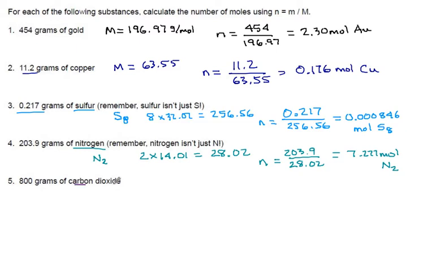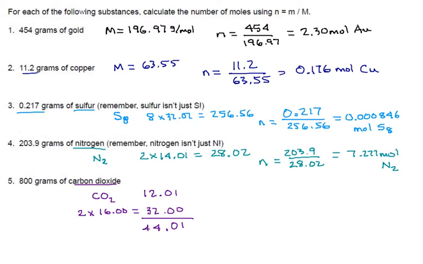And finally, or last one on this page anyway, carbon dioxide. Carbon dioxide is made of two different kinds of atoms, which means we're going to be adding together a couple molar masses. Carbon dioxide is made of a single carbon, whose molar mass is 12.01, and two oxygens. 2 times oxygen is 16.00, so two of them is 32.00. The total from the carbon and the two oxygens is 44.01 is our molar mass.